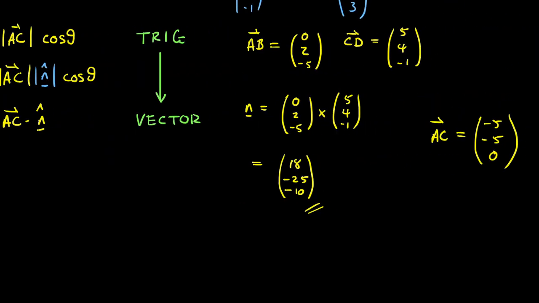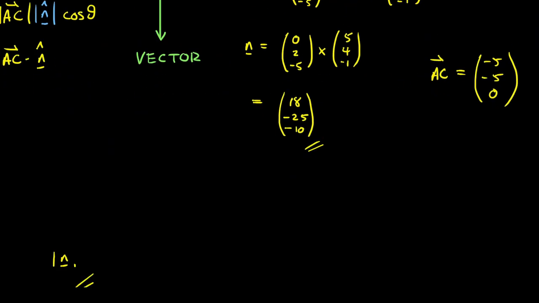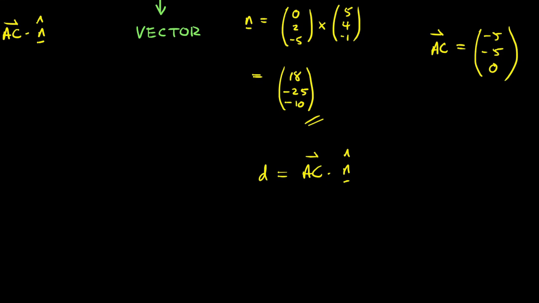Okay. And so then I can say, all right, well, what was it that I wanted to find? I wanted to find AC dotted with the normal vector. So I want to find the distance, which is equal to AC dotted with the unit normal vector. And what's the unit normal vector? It's the same thing as the normal vector, but divided through by the magnitude of the normal vector.